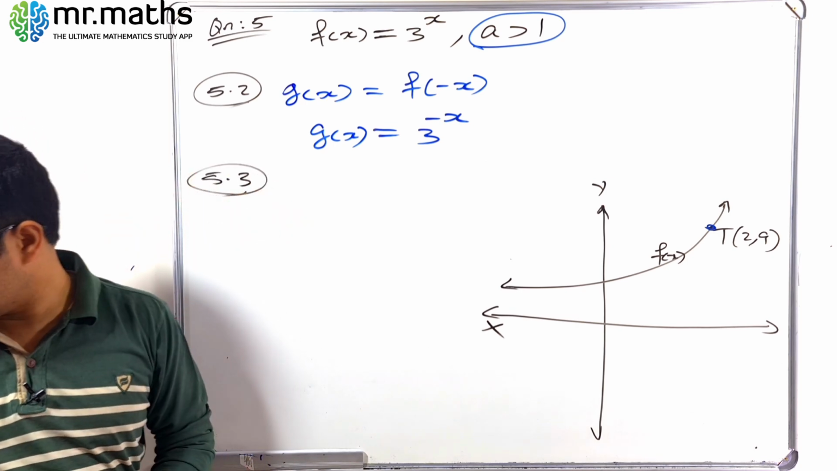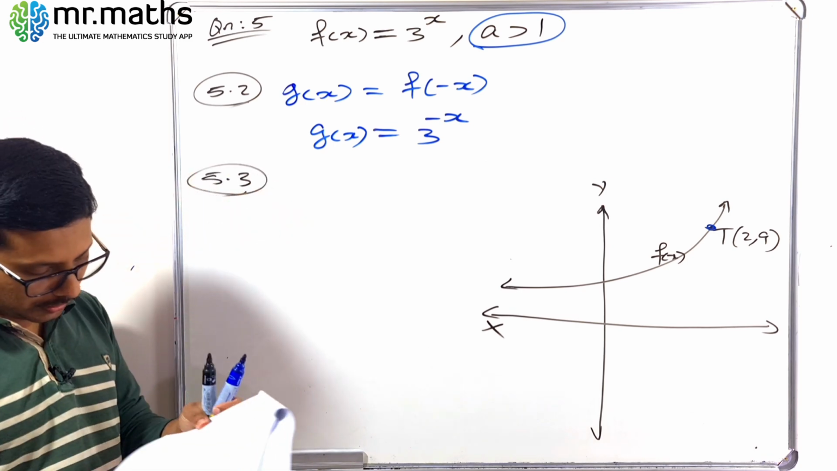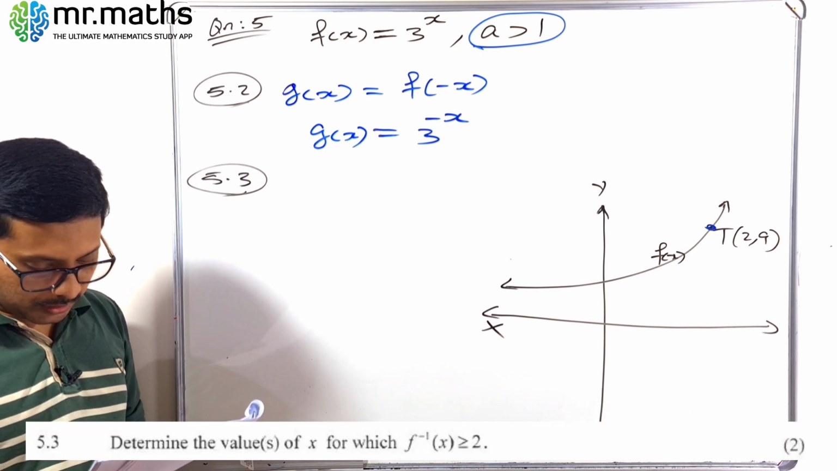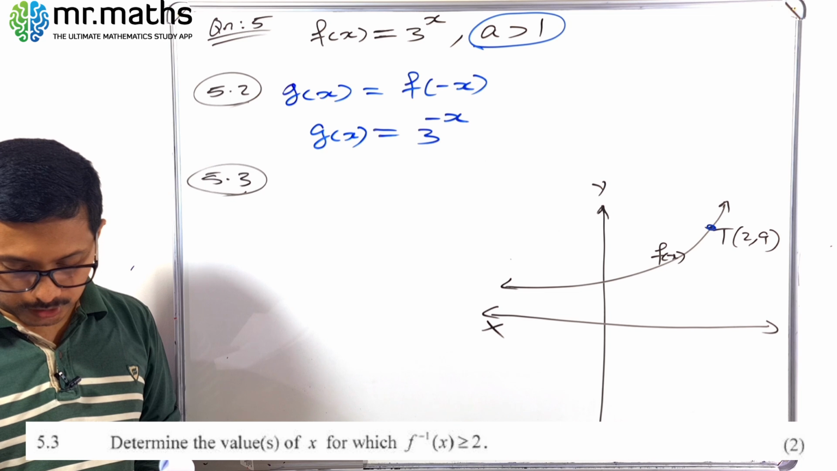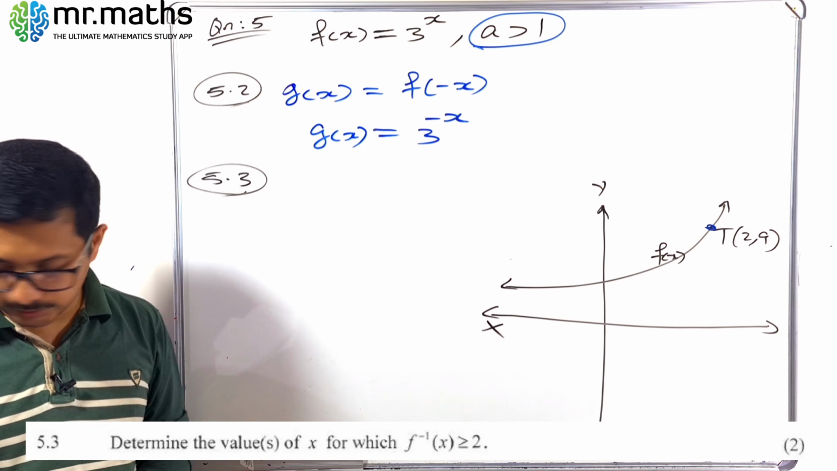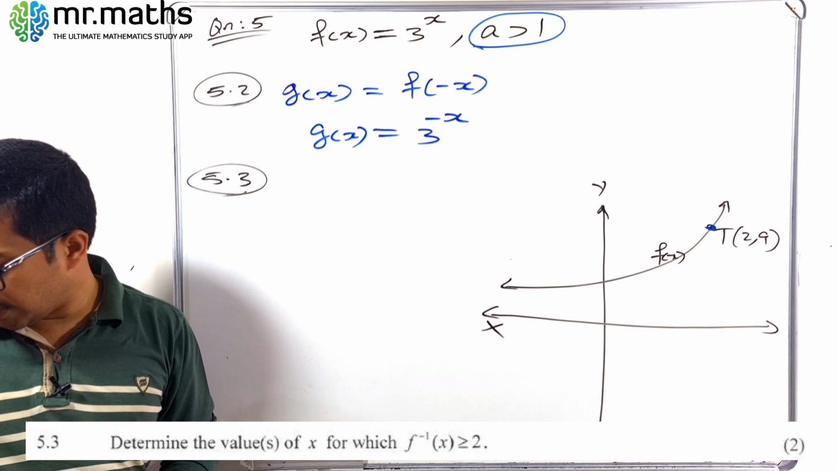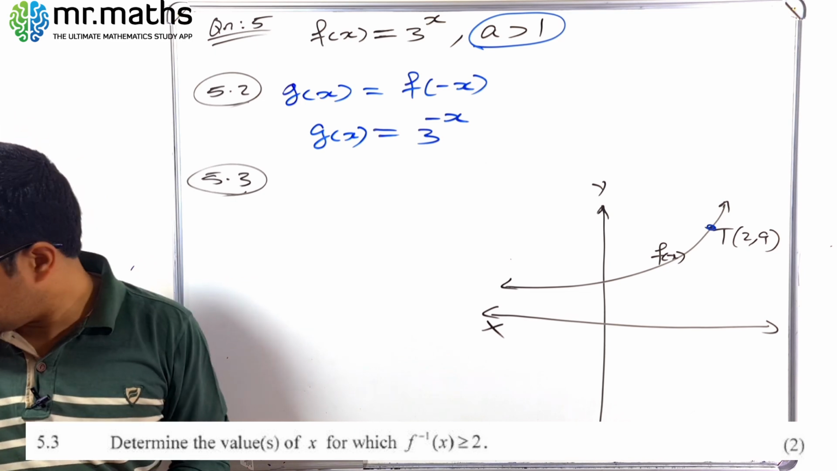Question number 5.3. What is that question? Determine the value of x for which f inverse of x is greater than or equal to 2. So you have to find the value of x. Let me erase this one.